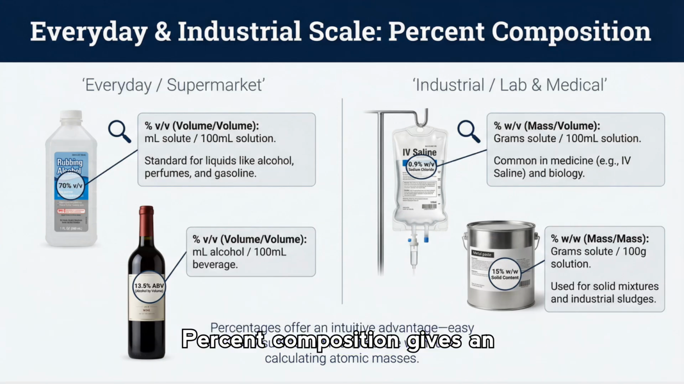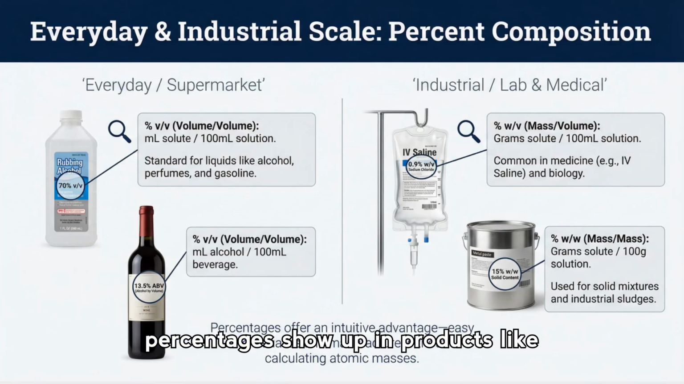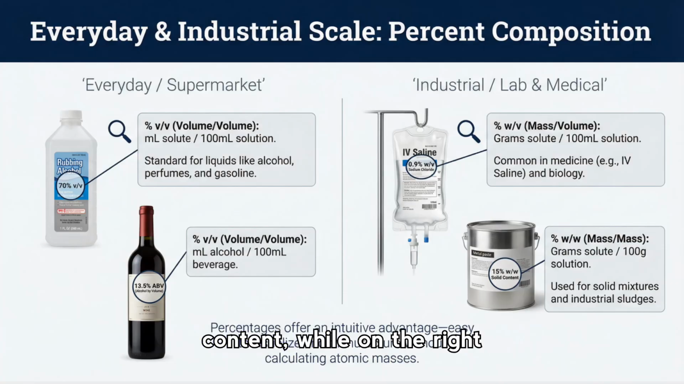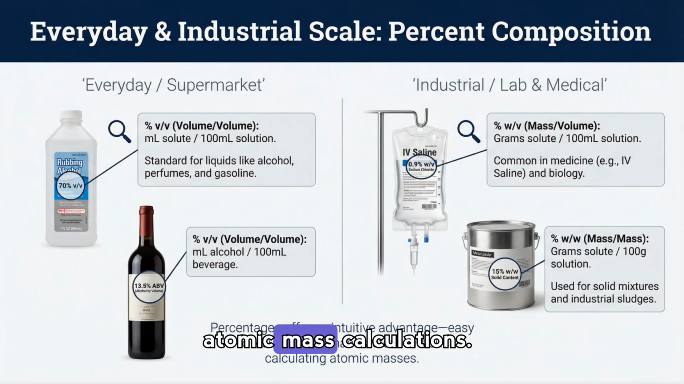Percent composition gives an intuitive way to describe mixtures in everyday and industrial contexts. On the left, volume percentages show up in products like sanitizers, perfumes, or wine alcohol content, while on the right, mass volume and mass formats appear in medical IV solutions and solid mixtures like paint. Percentages make it easy to visualize and manufacture without atomic mass calculations.